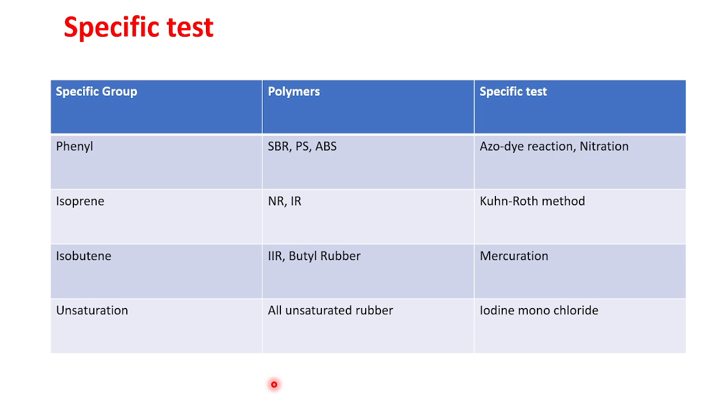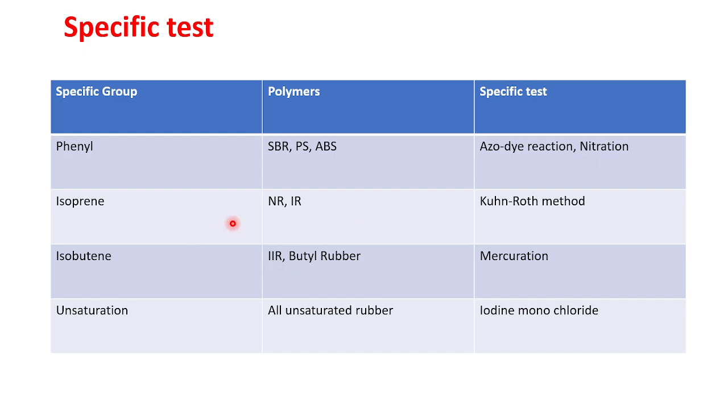Now for the specific test, in case of a specific group like phenyl or isoprene or isobutene present in your base rubber, there are different specific tests. For example, if there is a phenyl group, so the polymers are SBR or polystyrene or ABS type of plastic, you should go for the azo dye reaction. We will discuss what is azo dye reaction in the next slide.